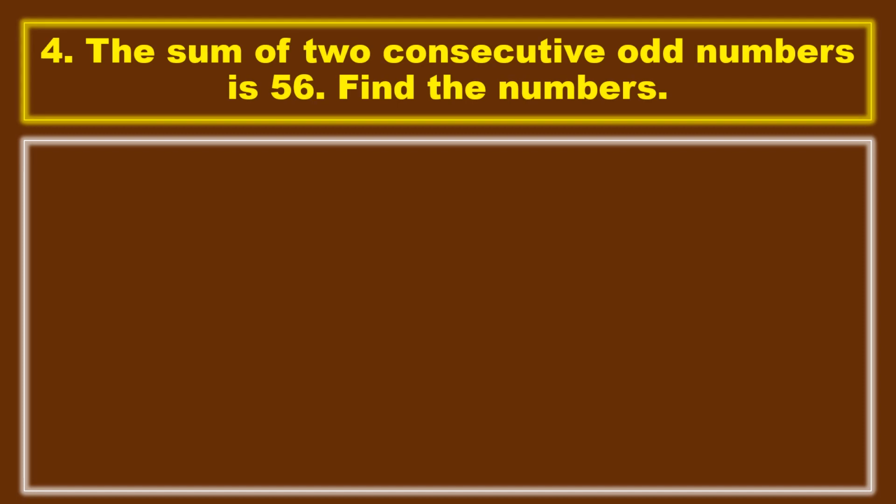Here is your next question. The sum of two consecutive odd numbers is 56. Find the numbers. Here it is very important: consecutive. First I'll explain the meaning of consecutive. Consecutive means the next numbers, the successive numbers. So if I write 1, the successive number is 2, the consecutive number is 2. Next is 3, next is 4, next is 5.